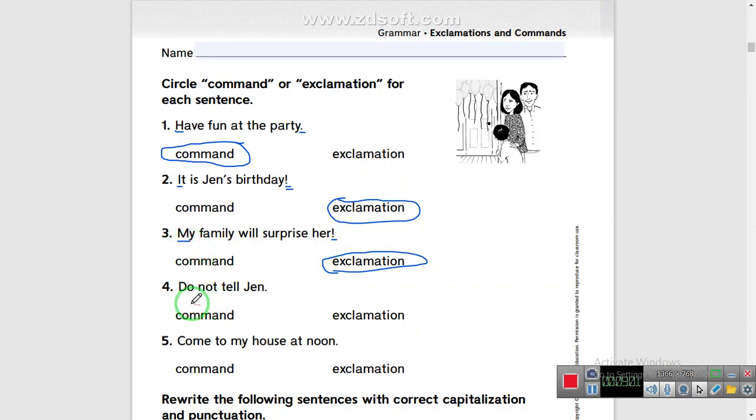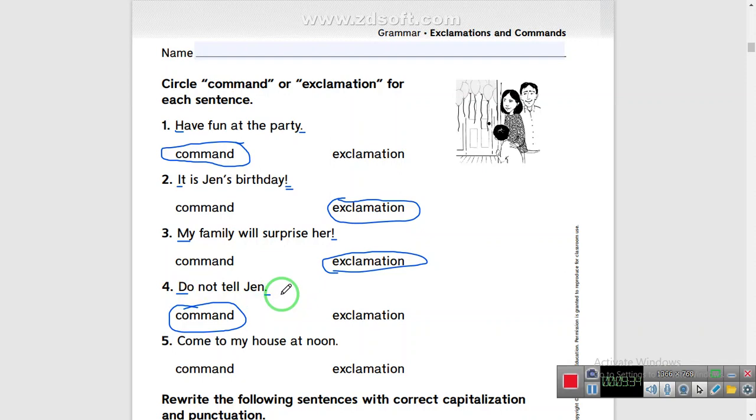Number 4. Do not tell Jen. Excellent. It's a command. You already knew this one because it's telling someone not to do something. Here they are telling someone not to tell Jen, right? And it ends with a point or a period. It begins with a capital letter and ends with a point. So it's a command.